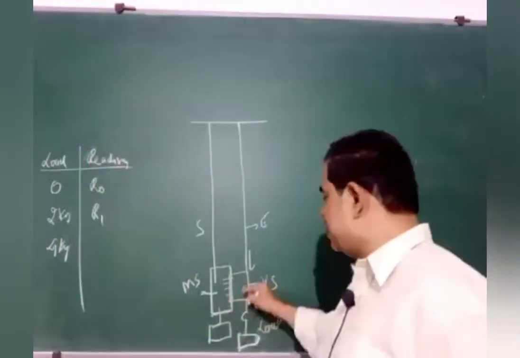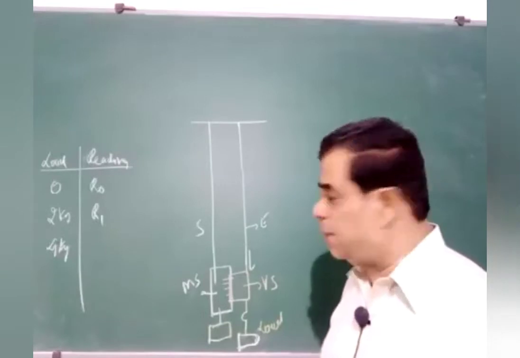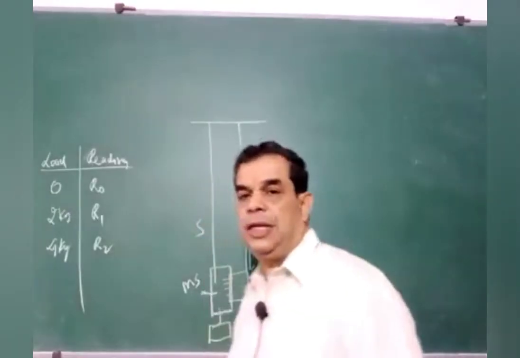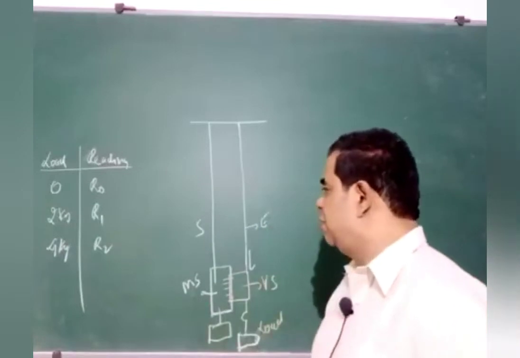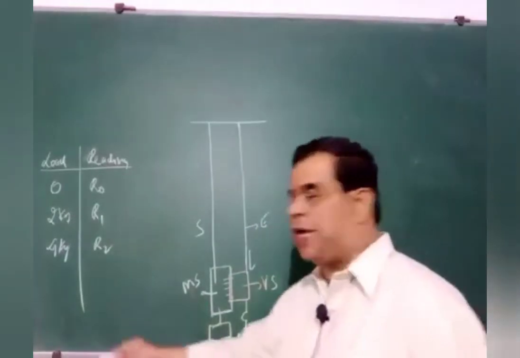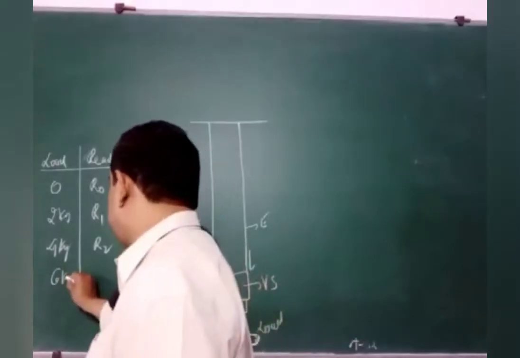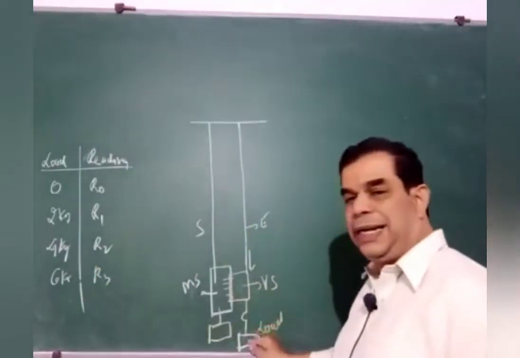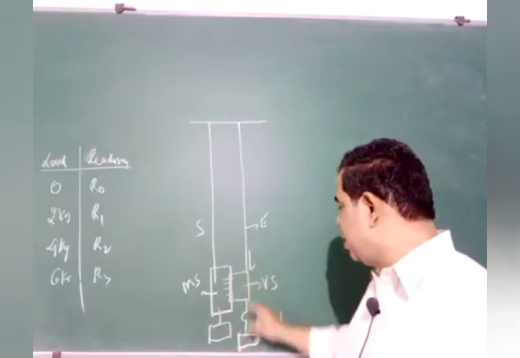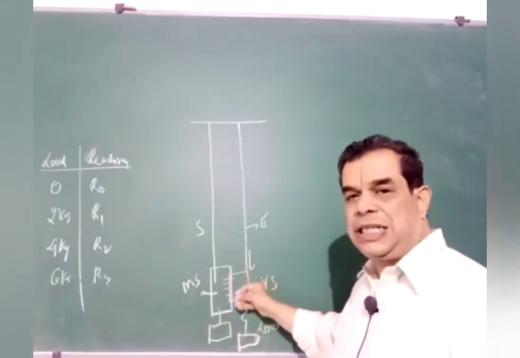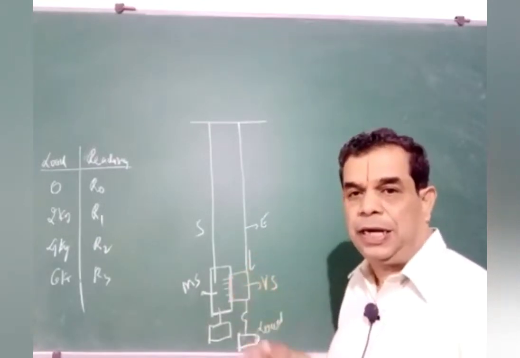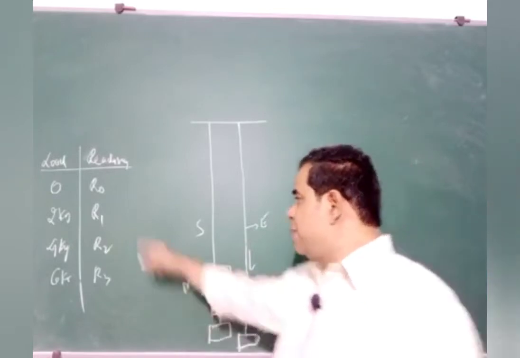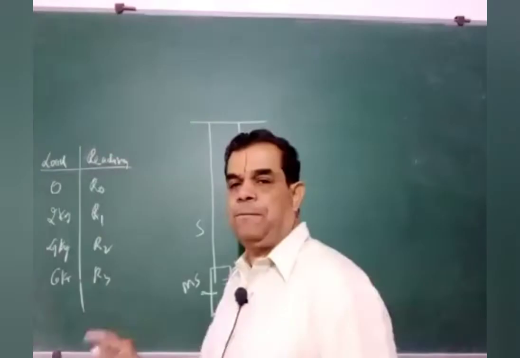Again, this elongates a little bit because more load is applied. We call that reading as R2. Likewise, we do it for a few more readings. Say 6 kg we apply. We take the reading, observe. As we go on increasing the load on the experimental wire, it goes on stretching because of the elastic property and the deforming force we are applying in the form of load. So we take these 4 readings.